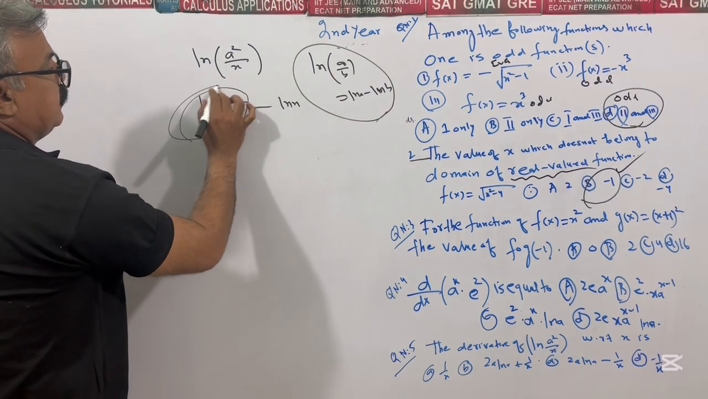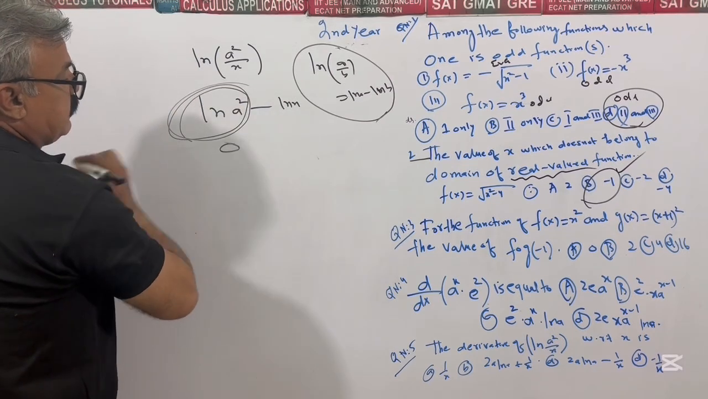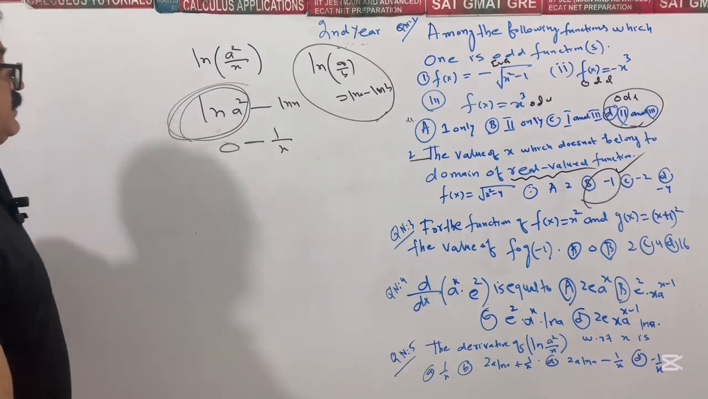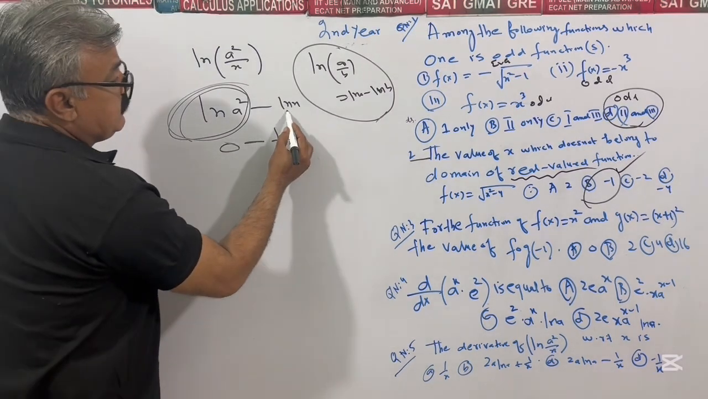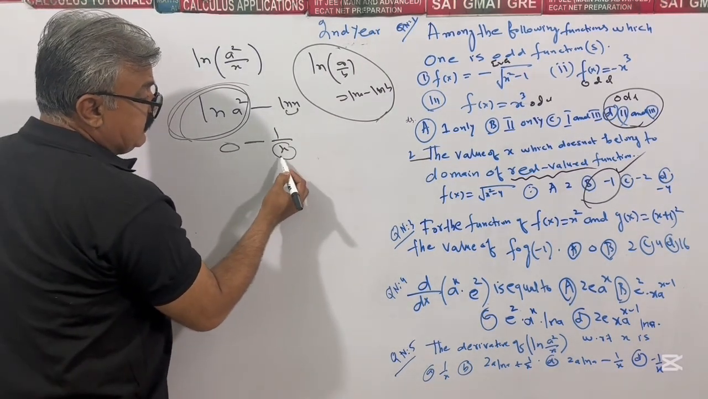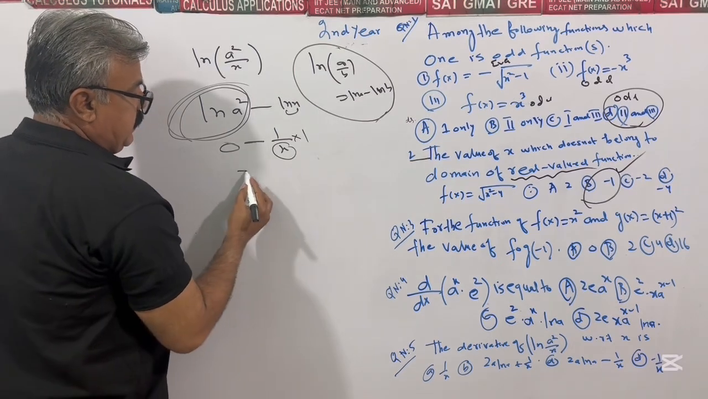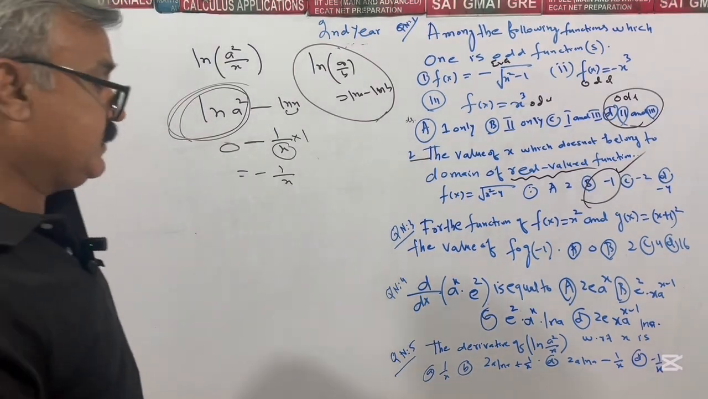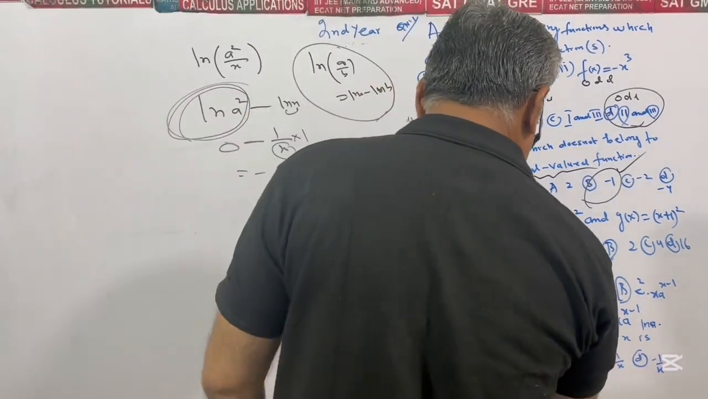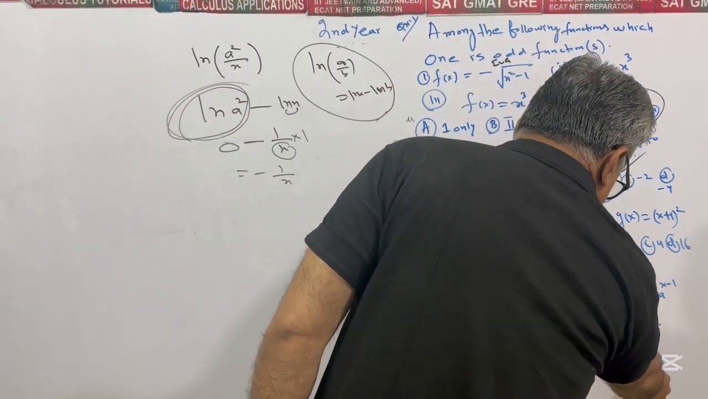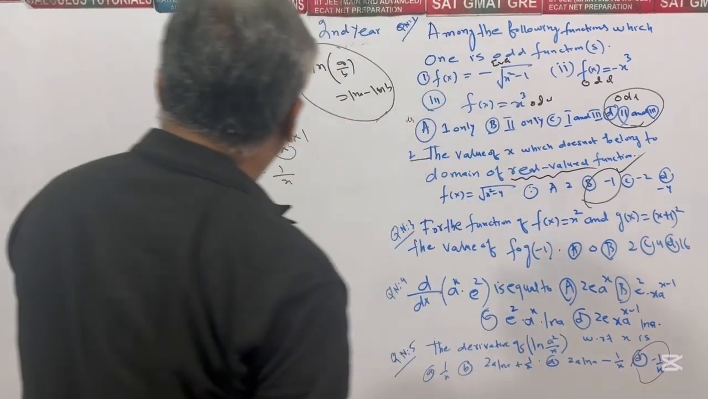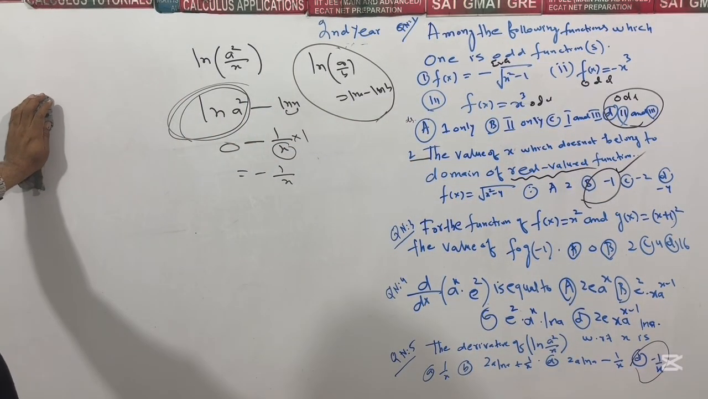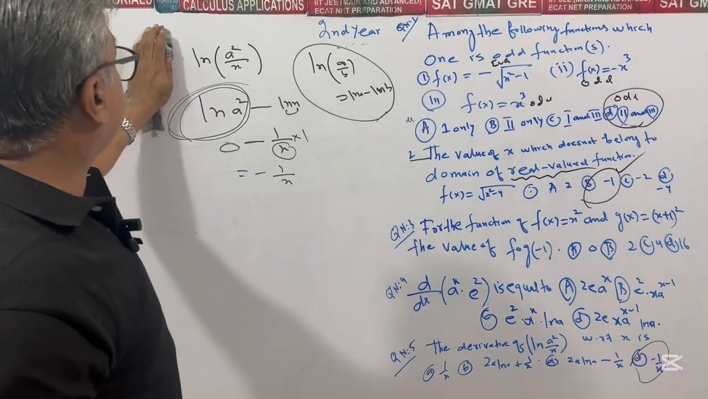Ln a square is a pure constant. Derivative of a constant is 0. And the derivative of ln x is 1 over x. Whatever is with ln, write 1 over it, and whatever is in the denominator, write its derivative. Means minus 1 upon x is the answer in that case. So our answer is minus 1 over x. I have explained two to three types of data while differentiating.